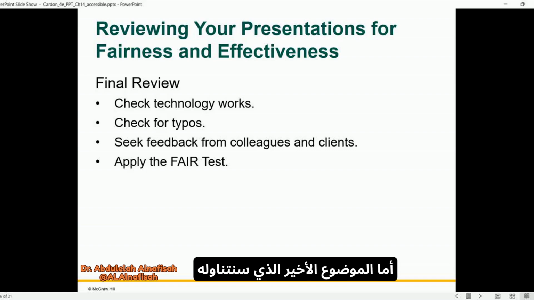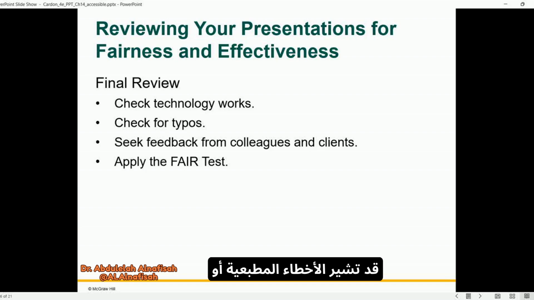Okay, the last topic we have is reviewing your presentations for fairness and effectiveness. When preparing a presentation, it's essential to approach the review process with the same diligence as you would for written communications. This involves meticulously checking all supplementary materials and ensuring that the technology you plan to use is functioning correctly.